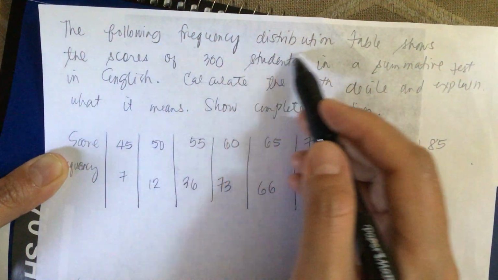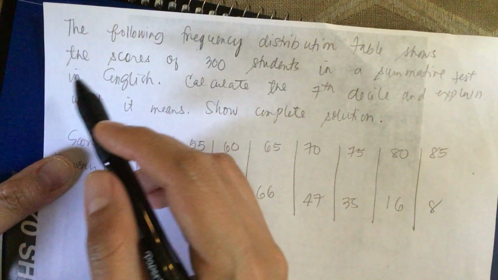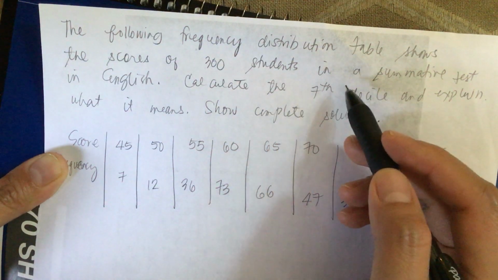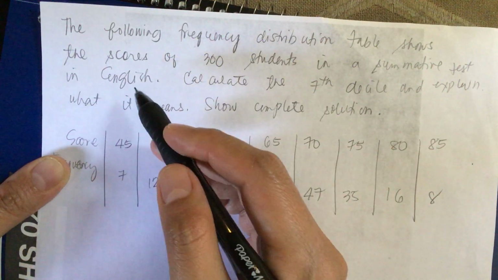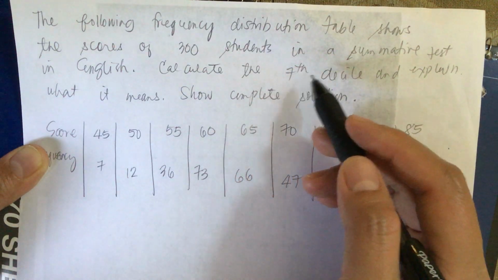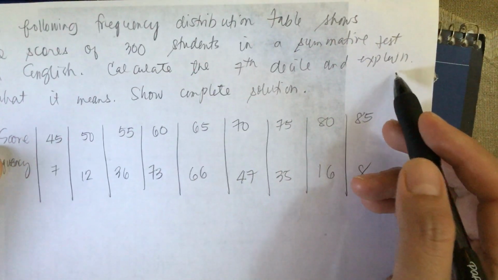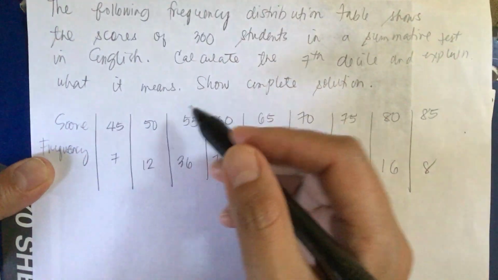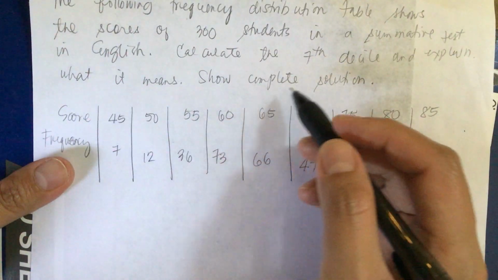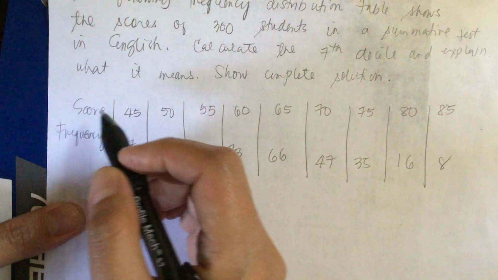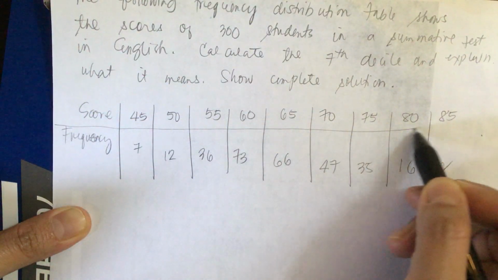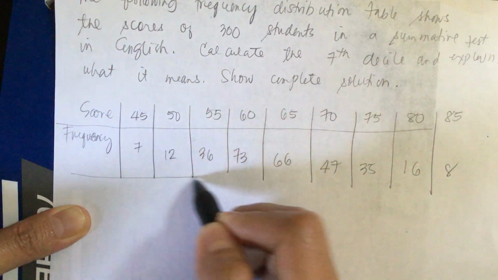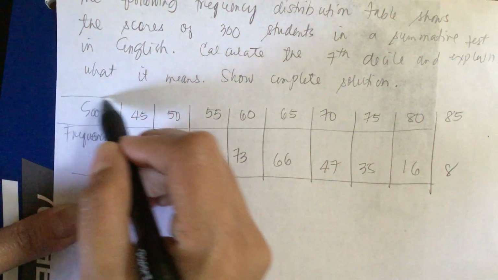The following frequency distribution table shows the scores of 300 students in a summative test in English. Calculate the 7th decile and explain what it means and show complete solution. So this is the table. So this is the scores and the frequency here.